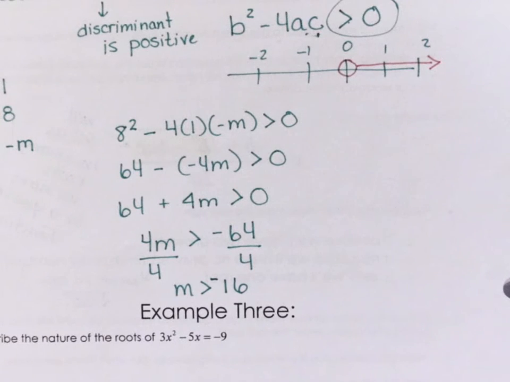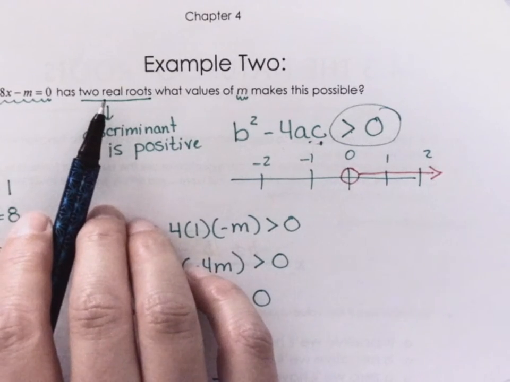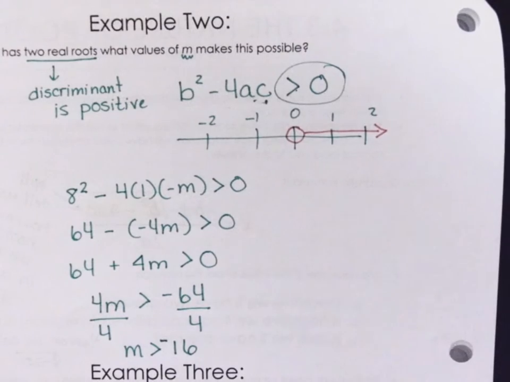And how do we know that the discriminant had to be greater than 0? Because the question told me it had 2 real roots. This is a tough one. This is going to show up on your test.